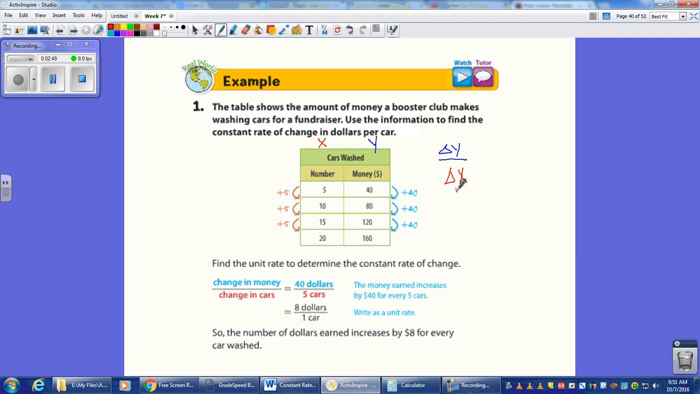So I'm trying to figure out, well, how much does it cost if I want to get my car washed, and I only have one car? So we're going to put our change in y, which was 40, over our change in x, which was 5. And when we divide 40 by 5, we get 8. So we know that's $8 per car washed.